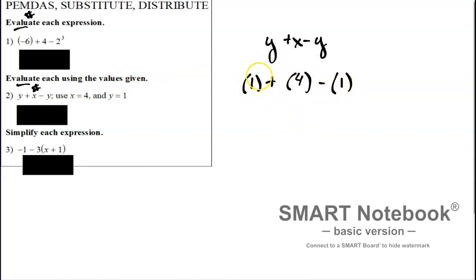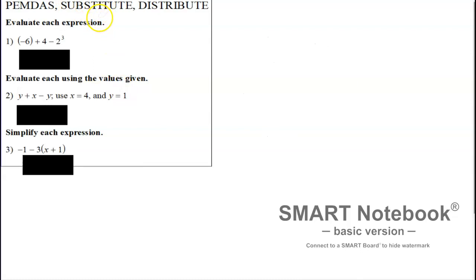Okay? And now that you've substituted, now you can do PEMDAS. Okay? Add and subtract. We're going to go left to right. And there's the value, right? The number, value, right here. Okay? So those are the ones you guys are going to do really good in right now. Let's spend some time here.